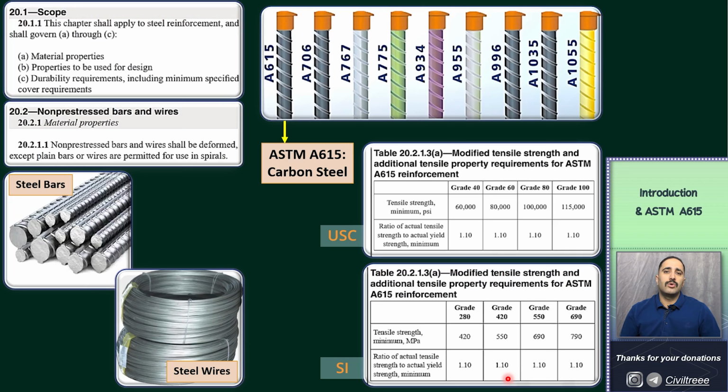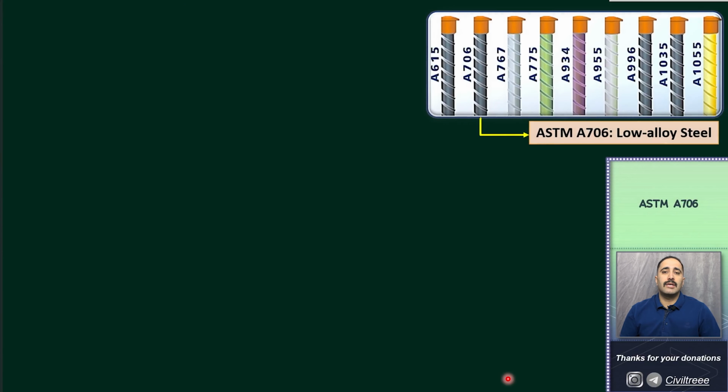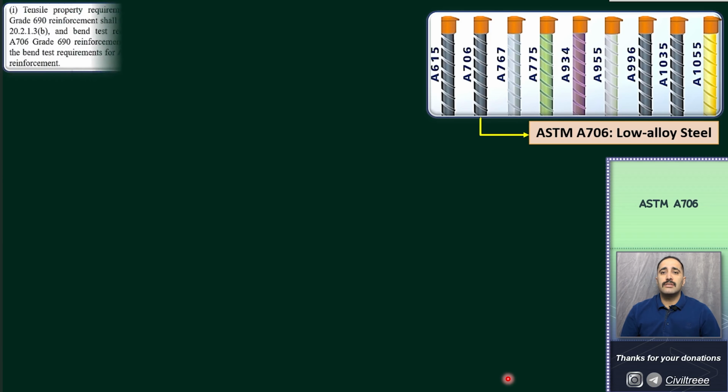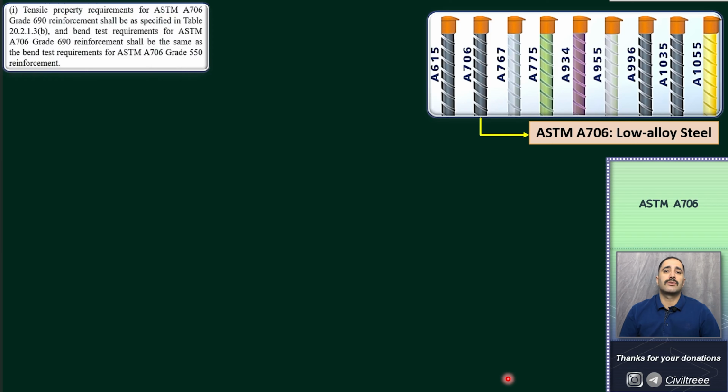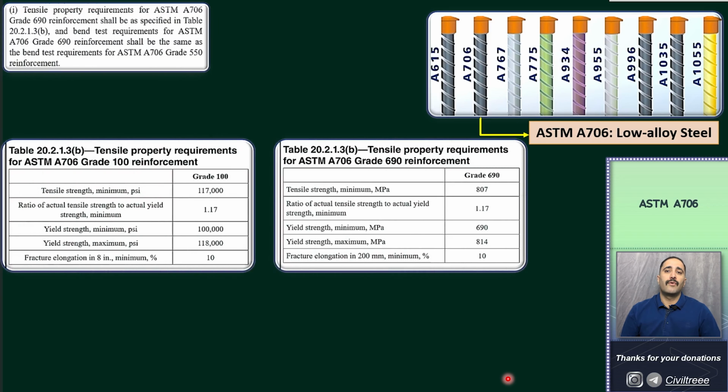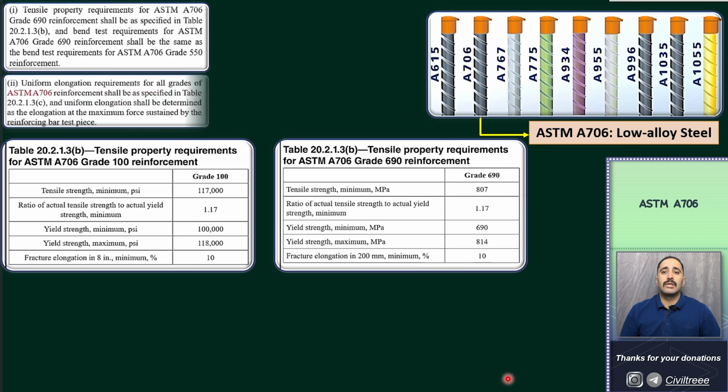The second most widely used type of reinforcing bars is ASTM A706. Low alloy steel deformed bars conforming to the ASTM A706 standard are intended for applications where controlled tensile properties, restrictions on chemical composition to enhance weldability, or both are required. This type of rebar must meet three requirements. Firstly, tensile property requirements for ASTM A706 grade 100 reinforcement shall be as specified in these tables, and bend test requirements for ASTM A706 grade 100 reinforcement shall be the same as the bend test requirements for ASTM A706 grade 80 reinforcement.